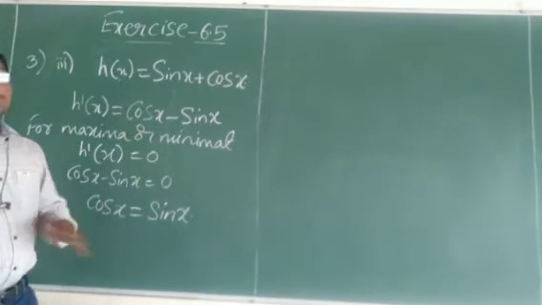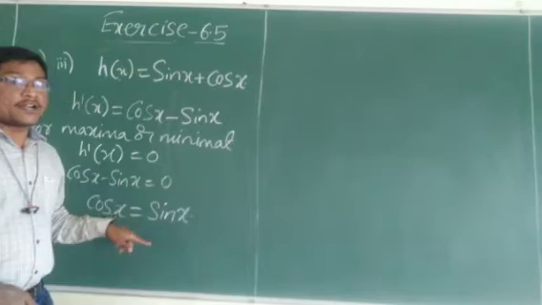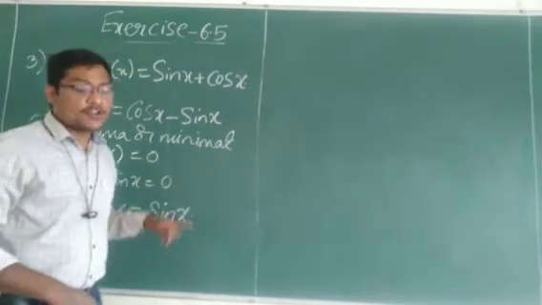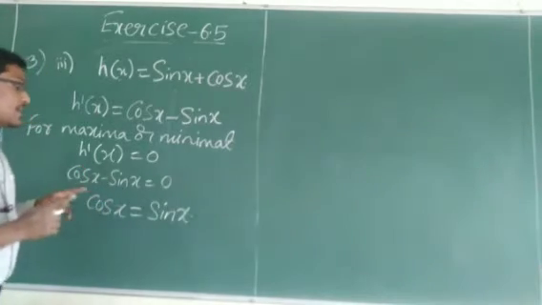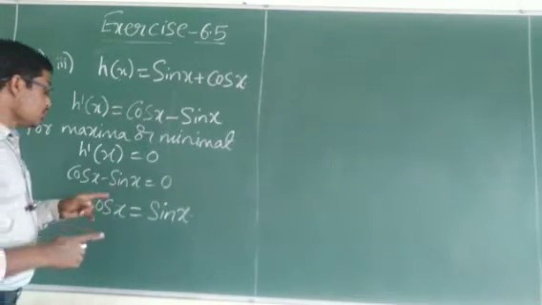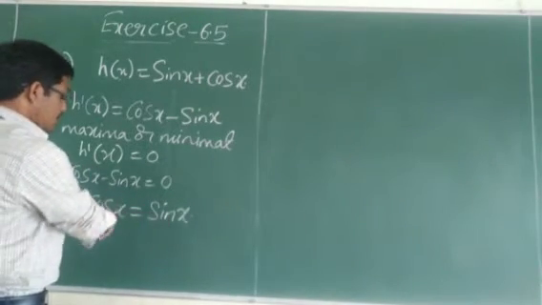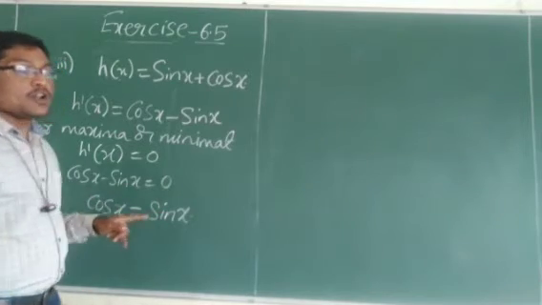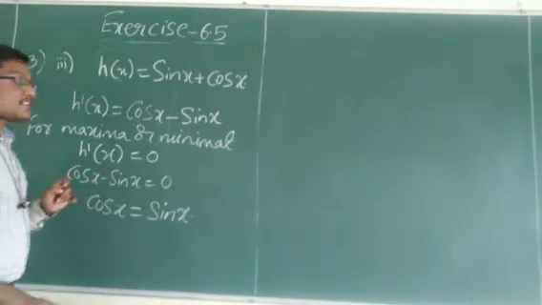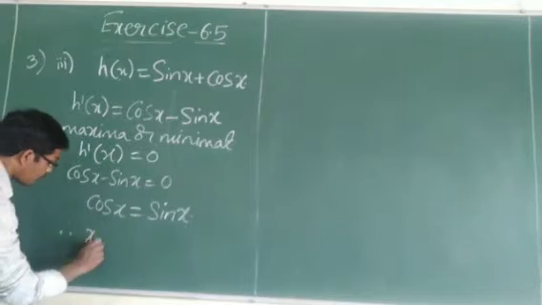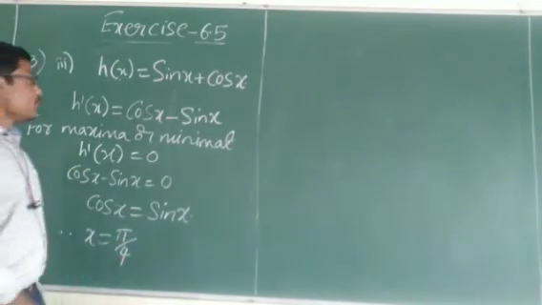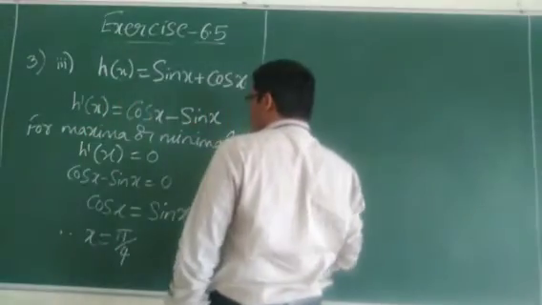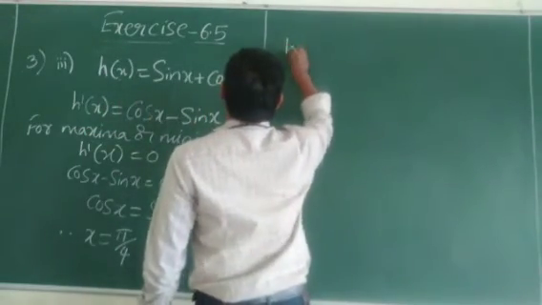For some other values we will also get the same, but here we should verify only in the interval 0 to pi by 2. In the interval 0 to pi by 2, cos x and sin x will be equal only when x is equal to pi by 4. Therefore x is equal to pi by 4. Now we got the critical point. Now we can find the second derivative.